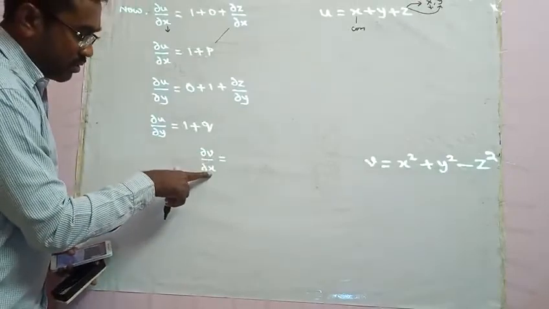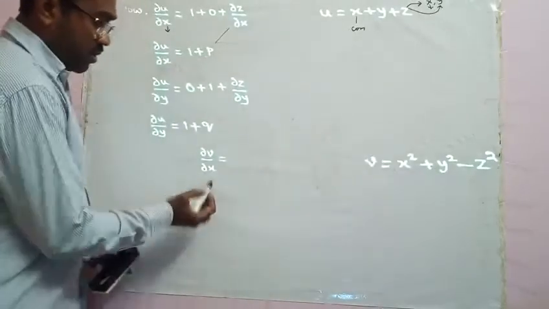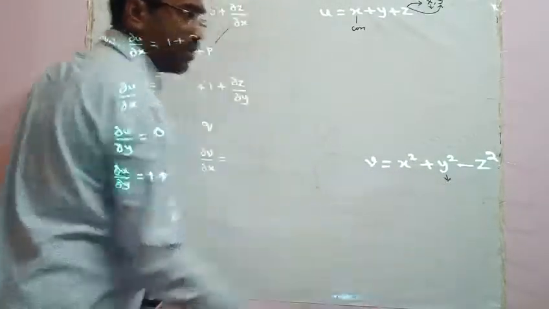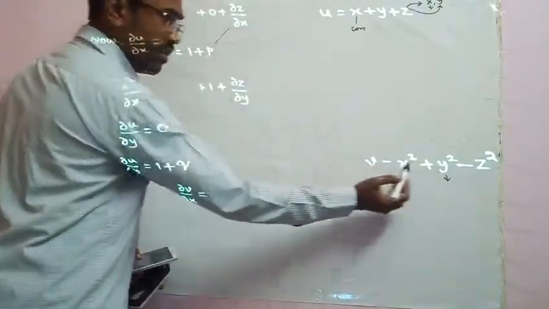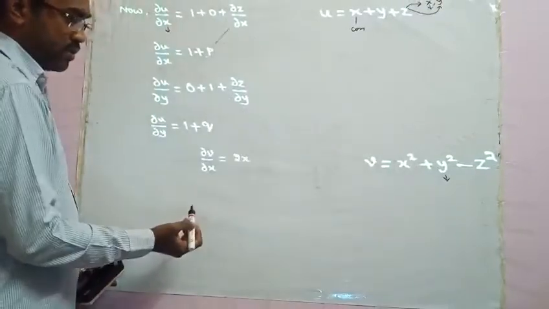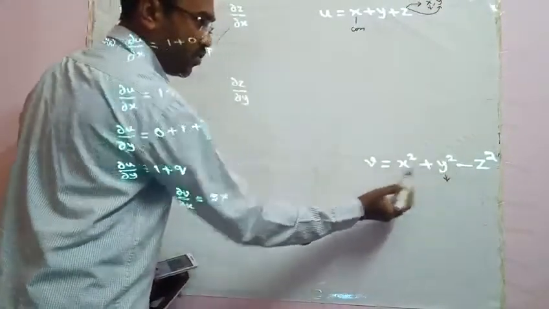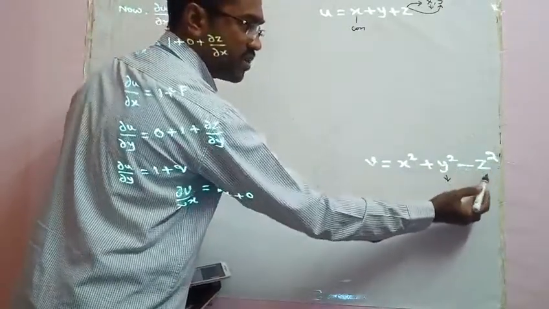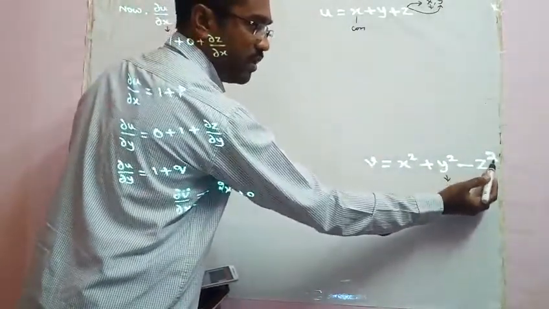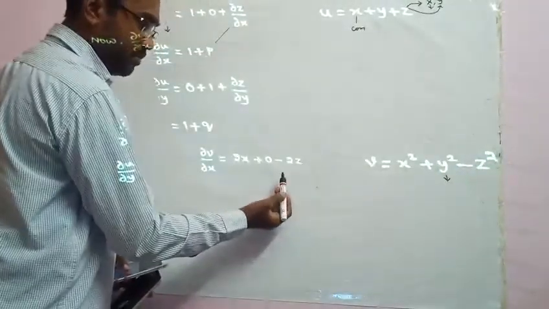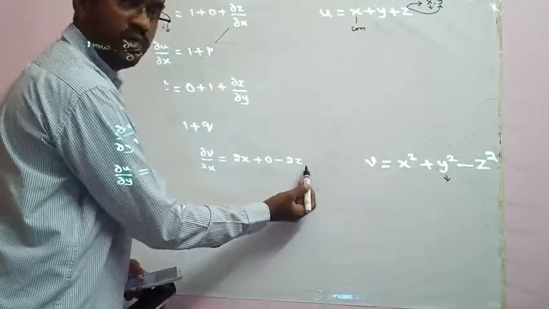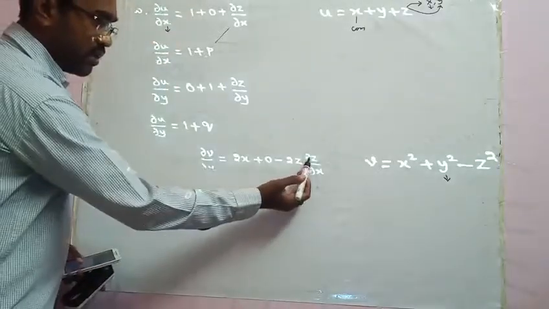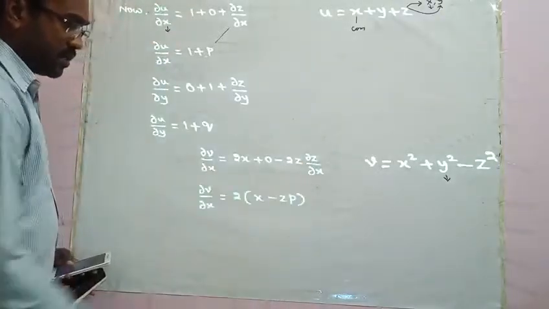∂v/∂x, where v is this. Since we are differentiating with respect to x, your y remains constant. Differentiation of x² is 2x, plus differentiation of y² is 0, minus differentiation of z², which is a function of a function, will be 2z into ∂z/∂x. Now we can take this ∂z/∂x as p in the next step.